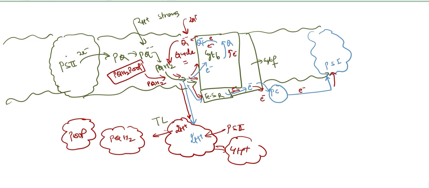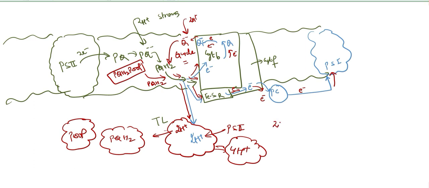Now, in the whole process, 2 electrons and 2 protons are released by PS2, and the traveling of 2 electrons through plastocyanin to PS1 is actually accumulating 4 protons in the thylakoid lumen.